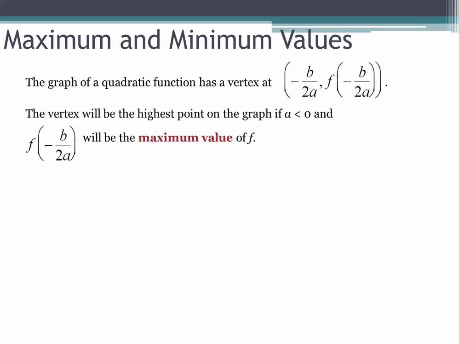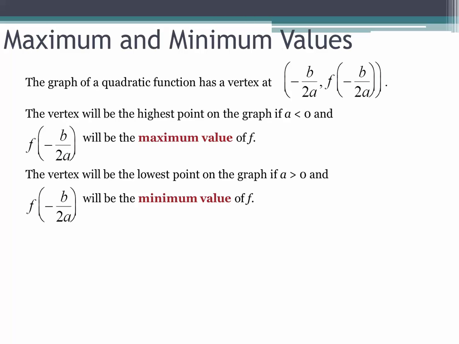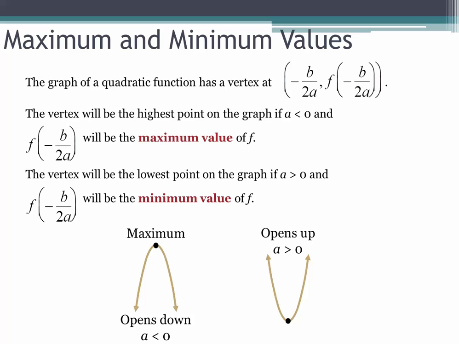Knowing that the vertex is given by this formula, the vertex at its highest point is said to be the maximum, and the vertex at the lowest point is said to be the minimum. So for a parabola that opens down, that vertex is the highest point, making it a maximum. And for a parabola that opens up, that vertex is at the bottom, making it a minimum.